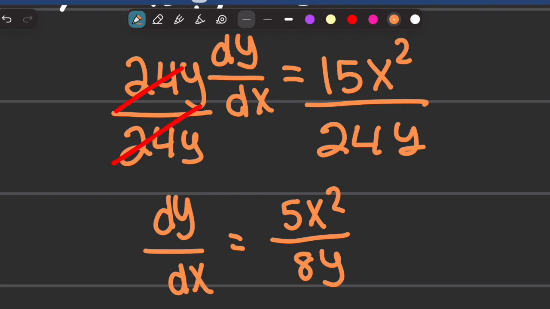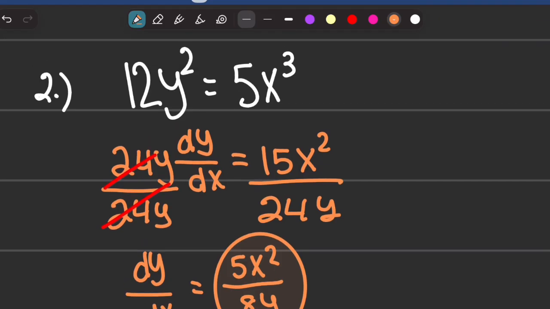And that is all we can do as far as simplifying. So we can leave our answer just like this. And that is how to do this problem.